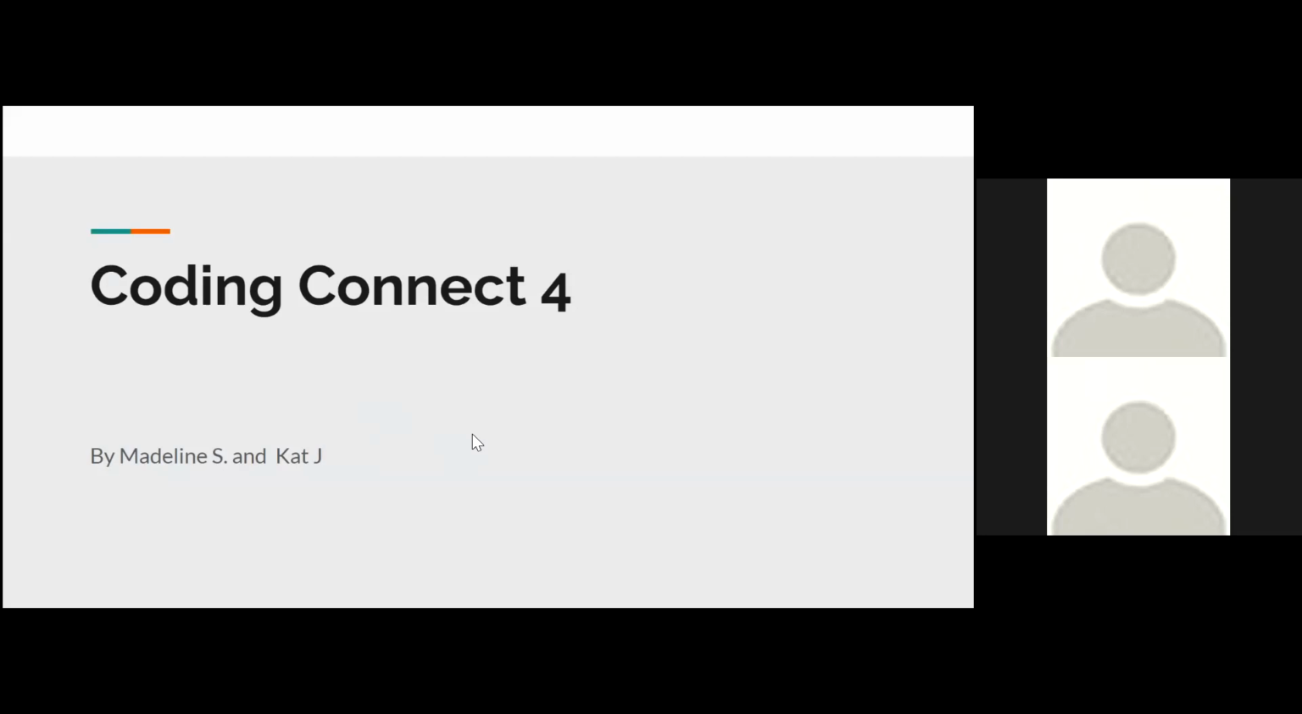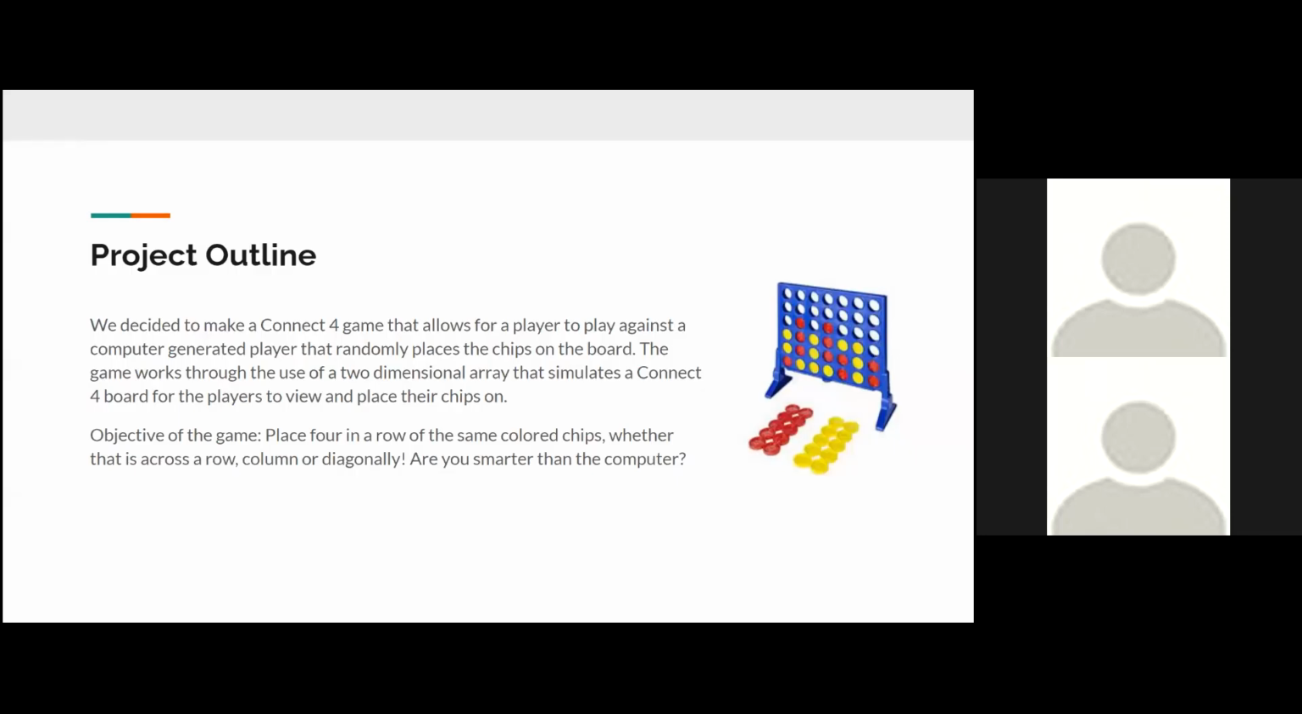Hi, we are Madeline and Kat, and we decided to code the game Connect 4. We decided to make a Connect 4 game that allows for a player to play against a computer-generated player that randomly places chips on the board. The game works through the use of a two-dimensional array that simulates a Connect 4 board for the players to view and place their chips on.